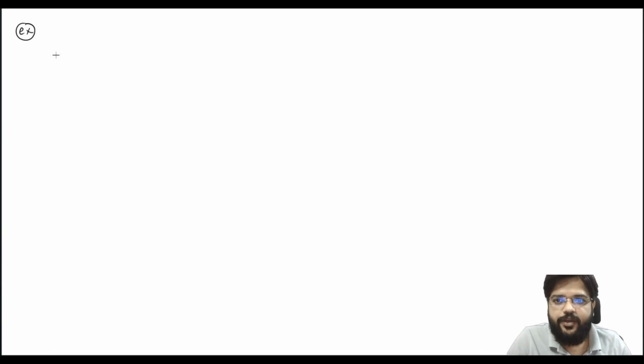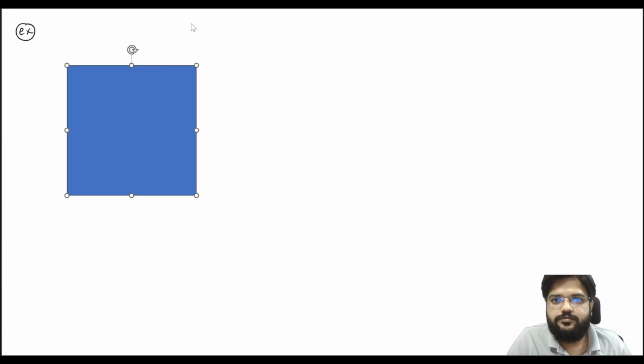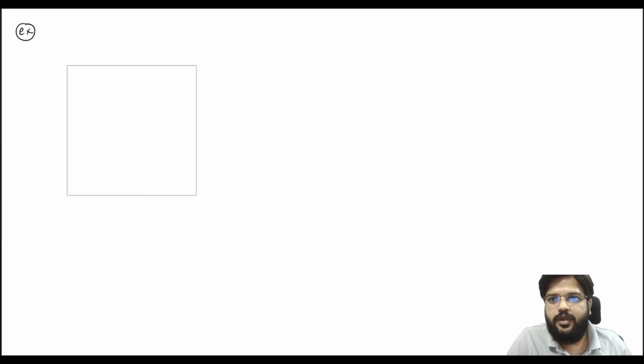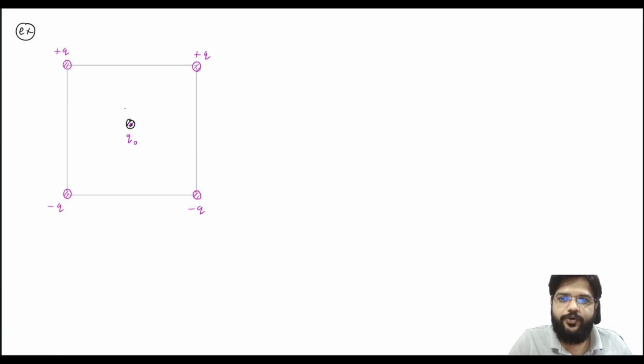So let's suppose we have one square, and at the corners of this square charges are present: plus q, and here we have minus q and minus q. Correct, and this is the center, everyone. And at the center of the square we also have q naught charge. All right, and this is the point O. Let's suppose this is the first, second, third, and this is the fourth charge.